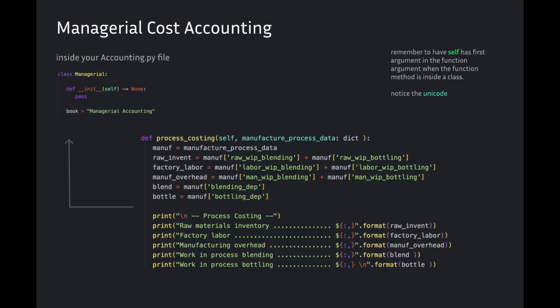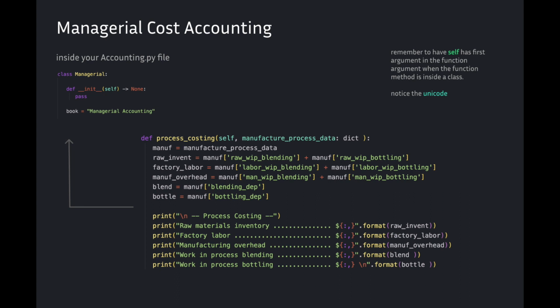Process costing has self and manufacture process data as arguments. Manuf variable is shorthand for the data dictionary. Raw inventory variable is raw WIP blending plus raw WIP bottling. Factory labor variable is labor WIP blending plus labor WIP bottling. Manufacturing overhead variable is manufacturing WIP blending plus manufacturing WIP bottling.